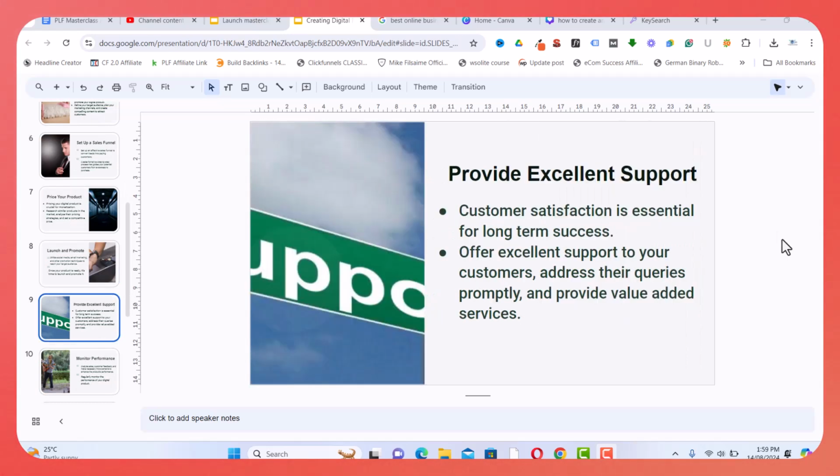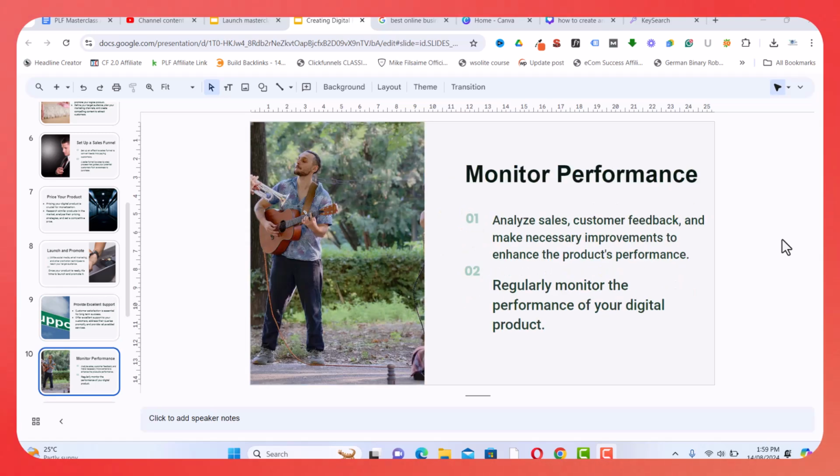So the next one is to provide excellent support. You need to provide support for your customers in case they have any questions or doubts about your product. Customer satisfaction is essential for long-term success. Offer excellent support to your customers, address their queries promptly, and provide value-added services. Then monitor performance. Analyze sales and customer feedback, and make necessary improvements to enhance the product's performance.